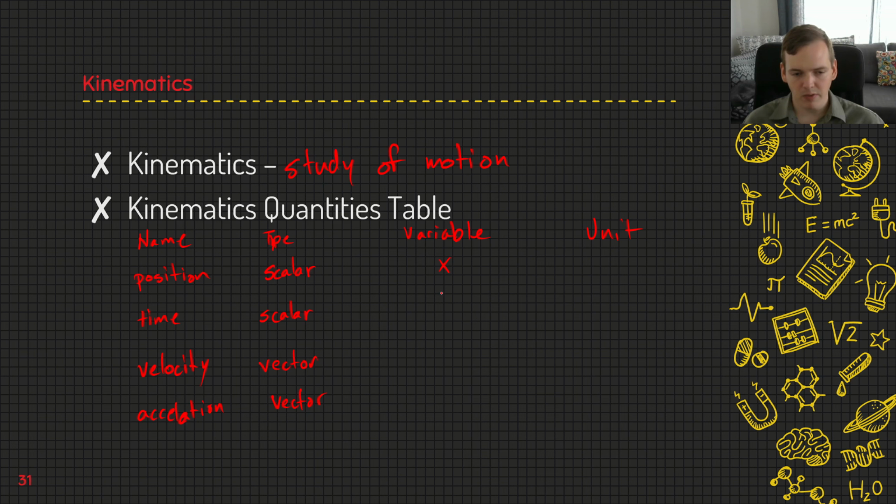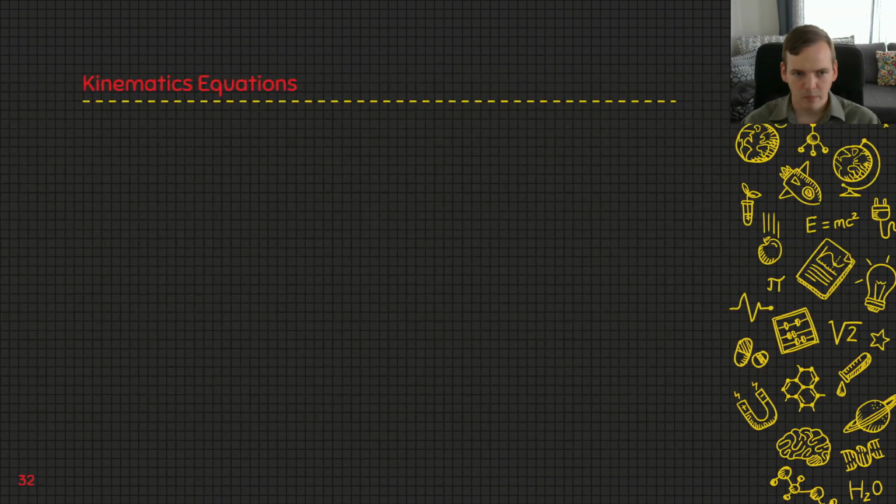Position is represented with the variable x, time with the lowercase t, velocity with the lowercase v, acceleration with lowercase a, all lowercase. Units: position is typically measured in meters, time in seconds, velocity in meters per second, acceleration in meters per second squared. So this gives you an idea. You can see how they're similar, how they're different, stuff like that.